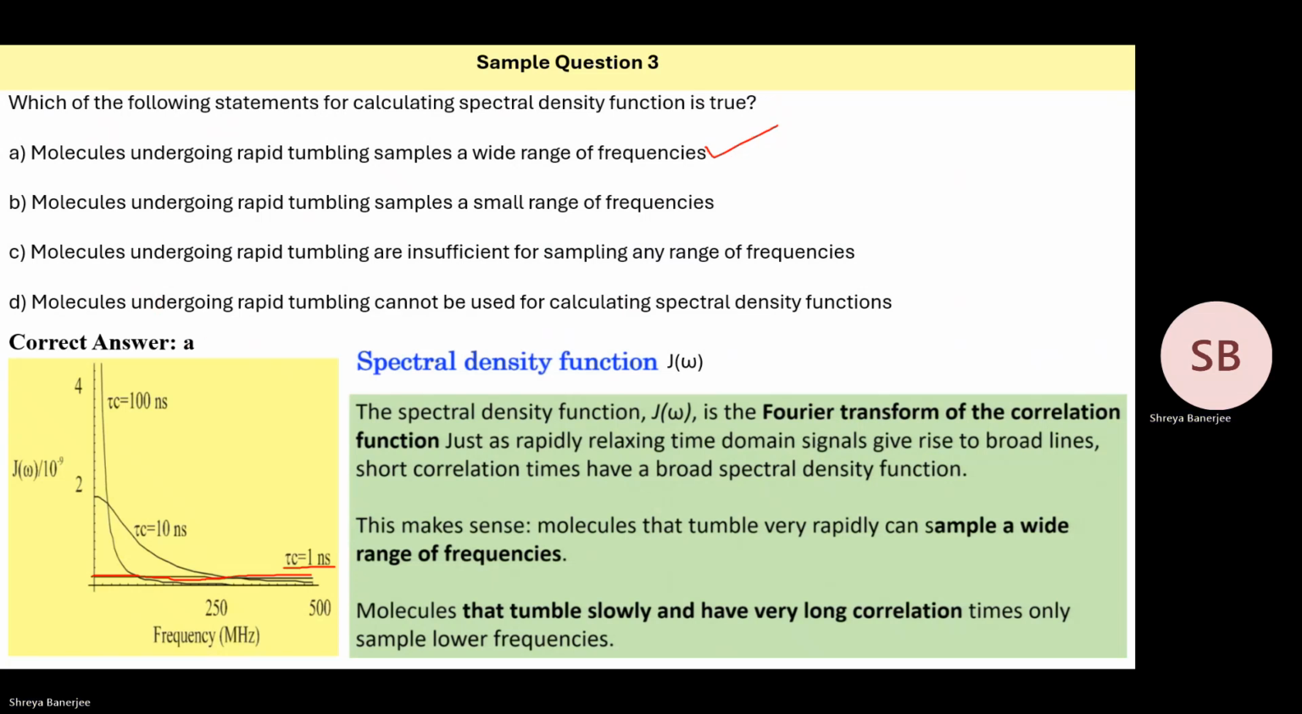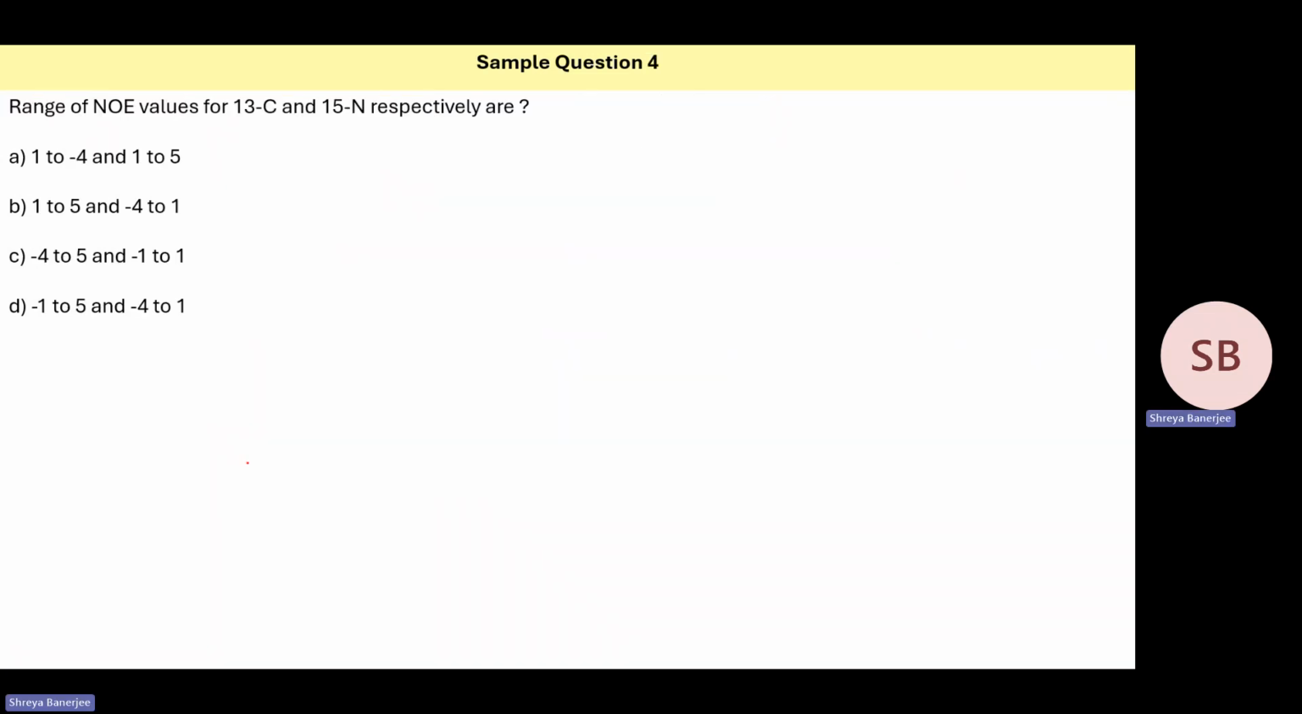Molecules undergoing rapid tumbling samples a small range of frequency. This is false. We just saw it samples so many frequencies. Molecules undergoing rapid tumbling are insufficient. No, it's not, because we are sampling a lot of frequencies. And molecules undergoing rapid tumbling cannot be used for calculating spectral density function. That is also not true. There is no such restriction. So option A is the correct answer.